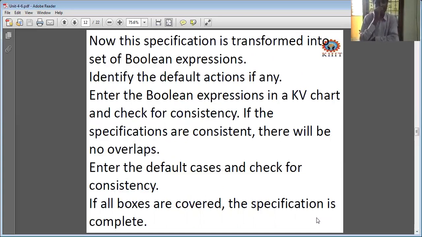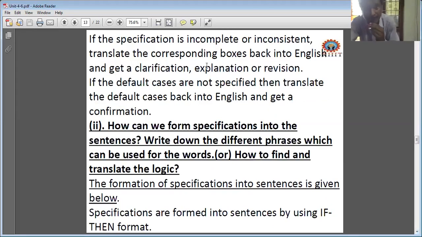Enter the Boolean expressions in a KV chart and check for consistency. If specifications are consistent, there will be no overlaps. Enter the default cases and check for consistency. If all boxes are covered, then the specification is complete. If the specification is incomplete or inconsistent, translate the corresponding boxes back into English and get a clarification, explanation, or revision. If the default cases are not specified, then translate the default case back into English and get a confirmation.